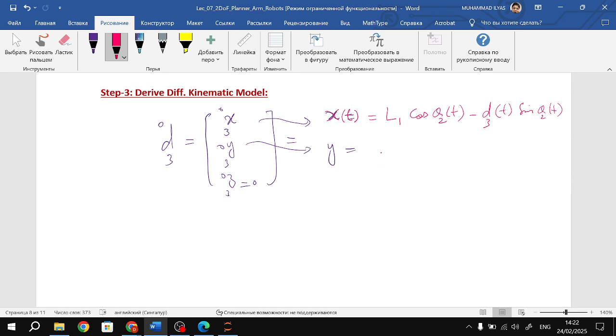What is your y position? That is L1, is it fixed? Sine of theta 2 with time, plus D3, that is also time dependent, cosine of theta 2, that is also time dependent. So this is your position of the end-effector relative to the base frame, right?